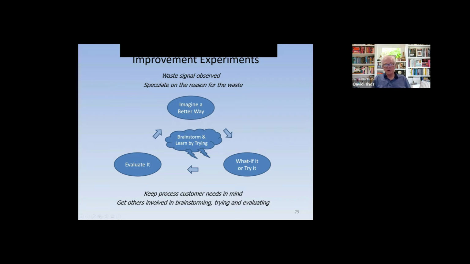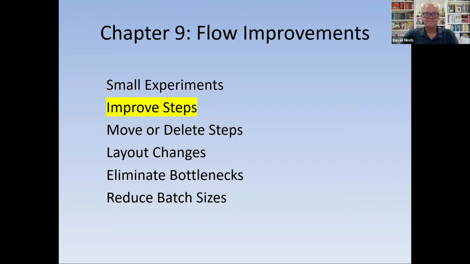And based on what you learn, you might say, well, it's pretty good, but we should change this way of doing it. So you come back and think of a different way. You're going through this brainstorming and learning-by-trying circle, okay? All the while you're keeping your process customer needs in mind. Remember, that's what you're focused on. And you want to try to get other people involved in this brainstorming and trying and evaluating, right? At first it can be just you, but try to get more people involved. That's the whole partnering idea, again, applied to improvement.